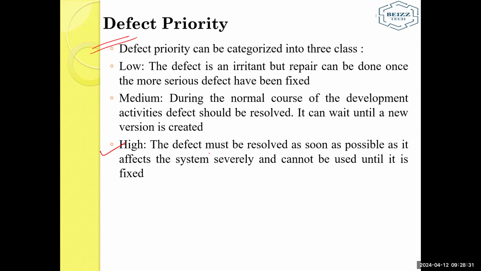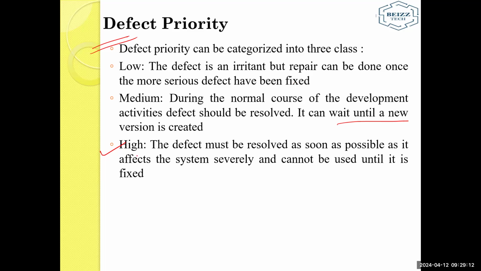What does medium priority mean? Medium priority means it is important to fix, but immediately we are not taking action, we are giving some time. Definitely we are going to fix it, but with some time. Then it is called medium. So during the normal course of development activities, the defect should be resolved, but it can wait until a new version is created. That's called medium priority. Low means the defect is an irritant, but repair can be done once the more severe defects have been fixed, then we can focus on that low priority defect.